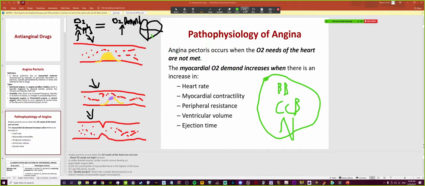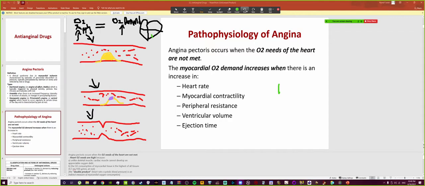Now, usually, Shabab, when the heart gets damaged, it's like the neurons in your brain. Once they get damaged, they can never ever regenerate. They're not like your skeletal muscle, they're not like your smooth muscle. They have no regenerative ability. So once they're damaged, they're permanently gone.